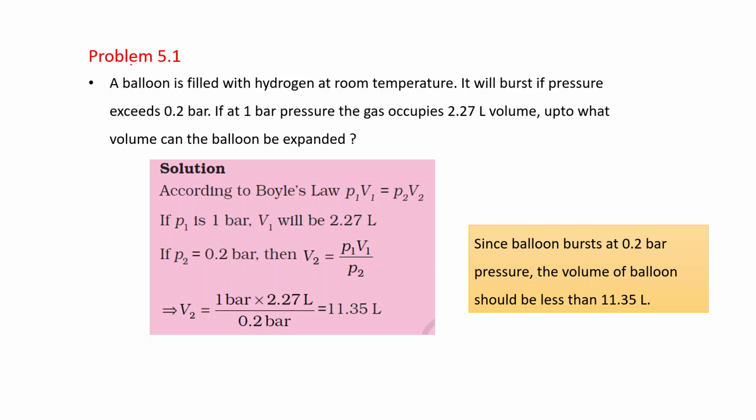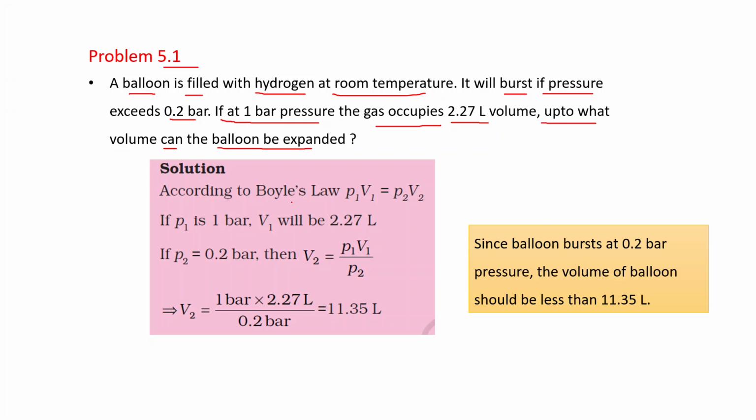Now see one problem, 5.1. A balloon is filled with hydrogen at room temperature. It will burst if pressure exceeds 0.2 bar. If at 1 bar pressure the gas occupies 2.27 liter volume, up to what volume can the balloon be expanded?